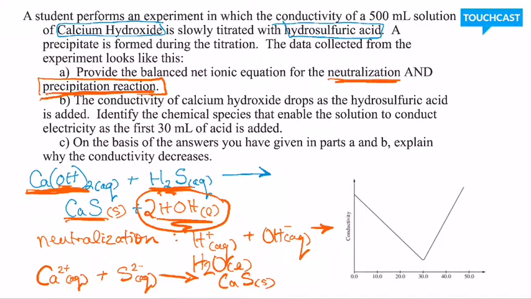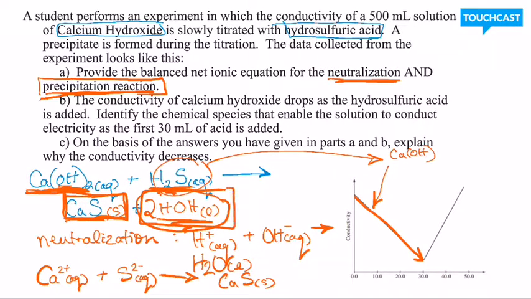Part B. The conductivity of the calcium hydroxide drops. All right, so over here, this solution started off as pure calcium hydroxide. And as time went by, obviously, the acid was being added to that. And as time went by, as you can see, the conductivity was dropping. It was coming down. I guess the reason why is because look at what you're forming. You're forming a solid precipitate, and solid precipitates can't conduct any electrical current. And pure water is not an ion, therefore it can't conduct electricity either.